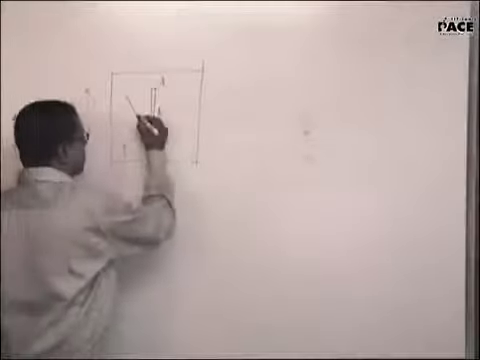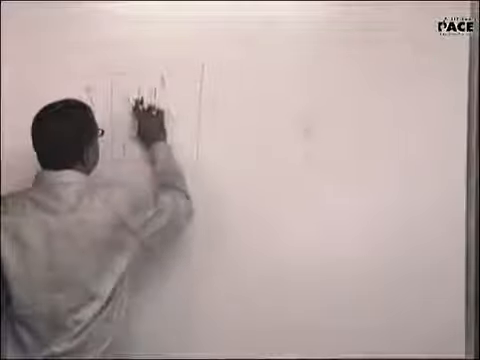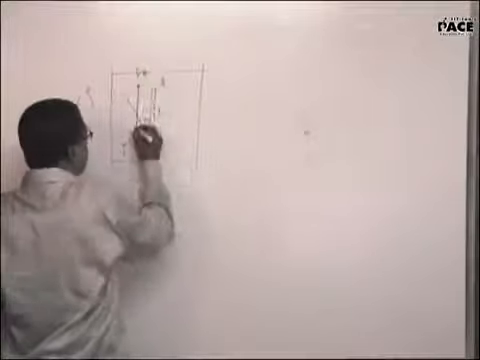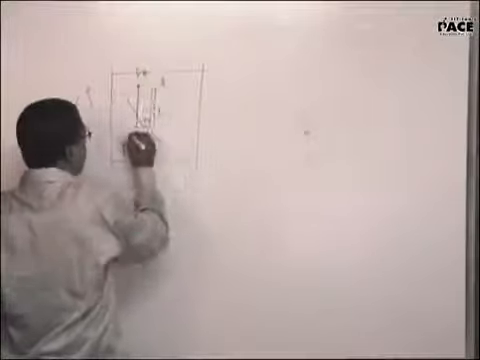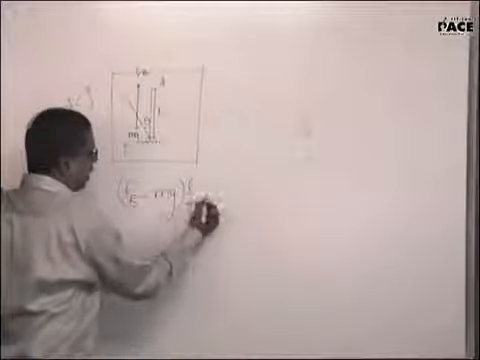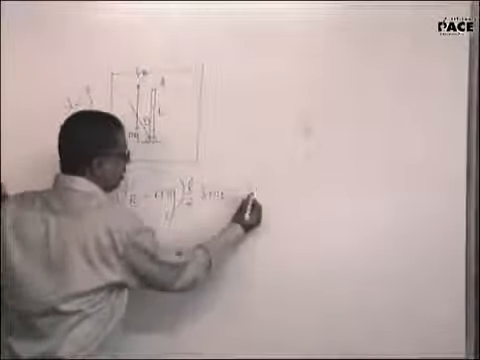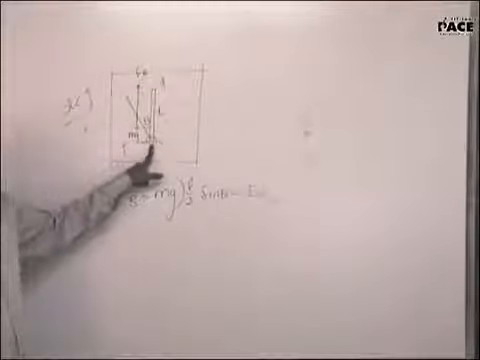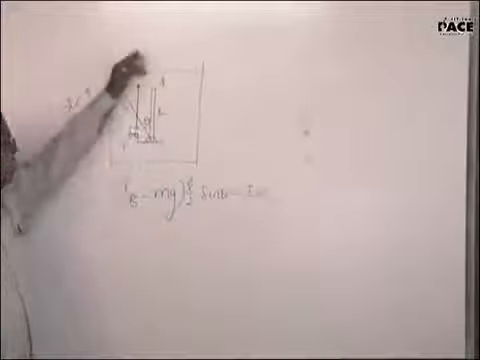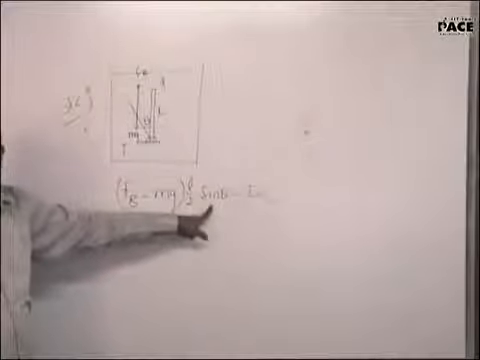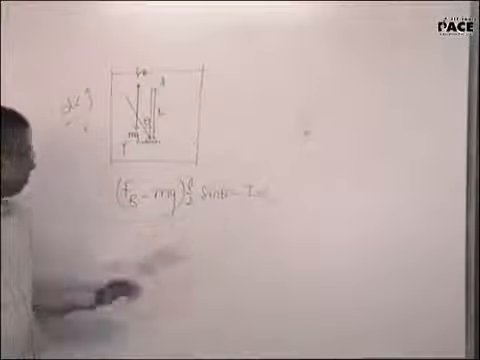Obviously it will perform SHM. This will be the force due to buoyancy. This will be mg. Now the force due to buoyancy and mg: (Fb minus mg) into L by 2 sin theta will be equal to I into alpha. You are taking the torque about the lowermost point. Fb minus mg into L by 2 sin theta will be equal to I into alpha.